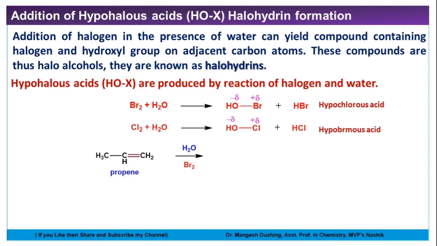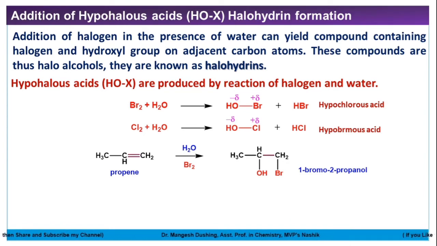So the product will be like this. One of the carbon will get OH while second carbon will get Br, and double bond is converted to the single bond. So here the addition goes via Markovnikov's rule, that is negative part of the reagent goes to the carbon atom which contains less number of hydrogen atom.